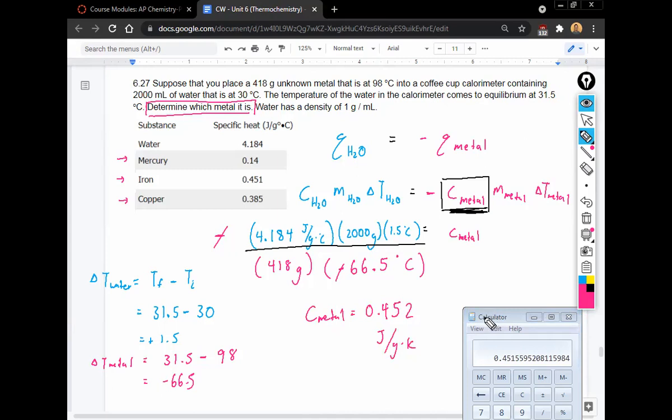Okay, so if we look at the table, what metal were we working with? Yeah, iron, Fe, because it's the closest to the specific heat. And that is how you can figure out the identity of an unknown substance by using calorimetry. This is what you're going to be doing in your lab. I'm going to be giving you 5 different pieces of metal for your lab after break, and you're going to have to figure out the identity of those metals based on the specific heat.